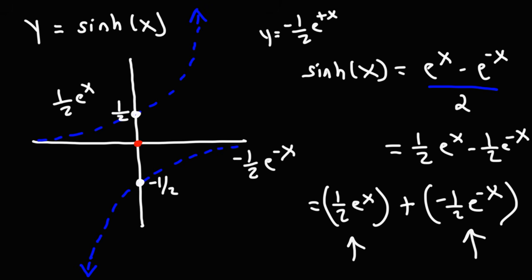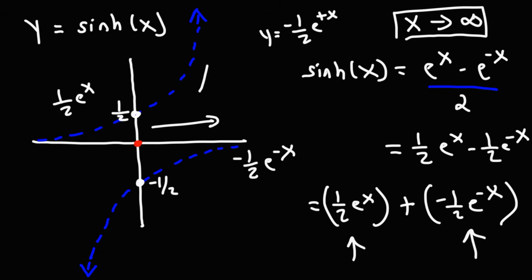Now, when x goes to positive infinity, in other words, as we move to the right, 1/2 e to the x is going to go to positive infinity. Negative 1/2 e to the negative x will go to 0. So when x becomes very large, this portion becomes significant, and this part of the graph goes to 0. So what that means is that as we move to the right, the graph of hyperbolic sine is going to look like 1/2 e to the x when x becomes large. So it's going to follow this asymptote.